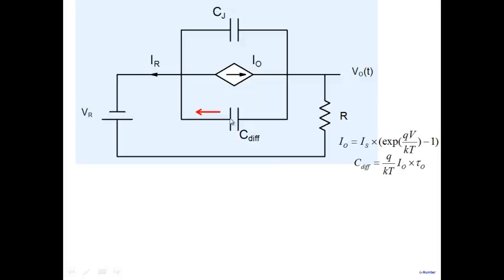And now what is happening? The diffusion capacitance is given here, the current is given here, and this is the junction capacitance. Now, what I'm going to further assume is that a certain current would flow. Why will the current flow?